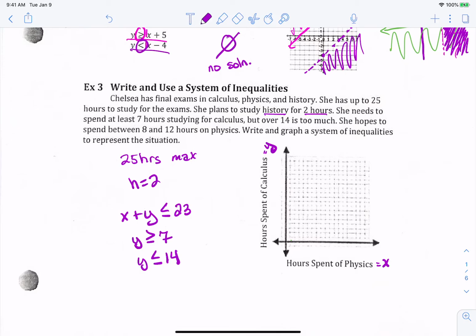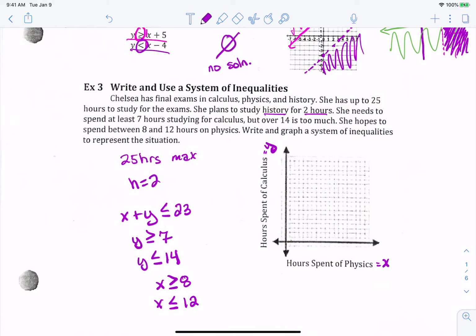Okay, now we're going to talk about physics. She hopes to spend between 8 and 12 hours on physics. So X is greater than or equal to 8 and X is less than or equal to 12.